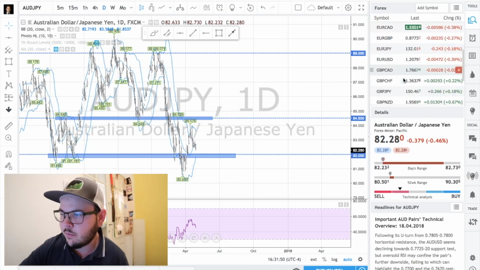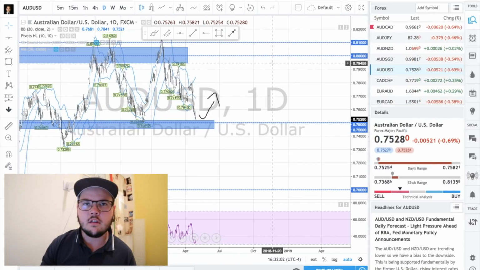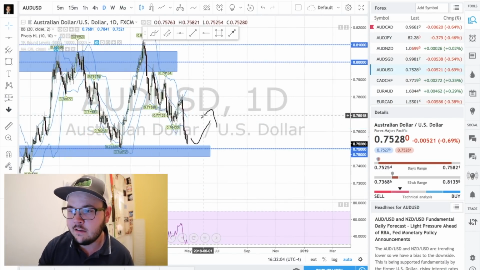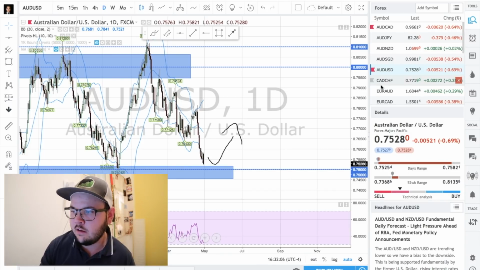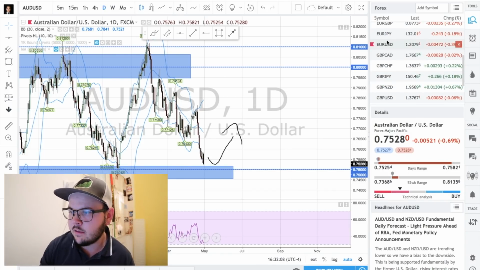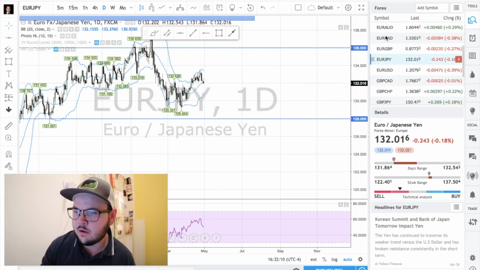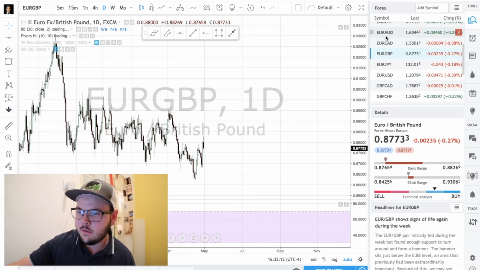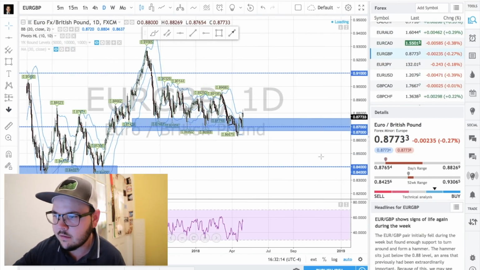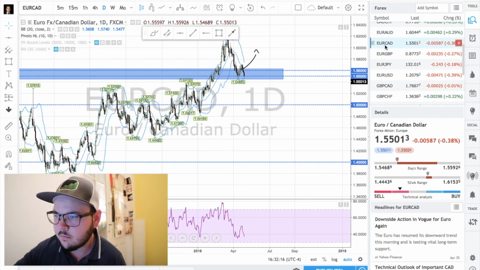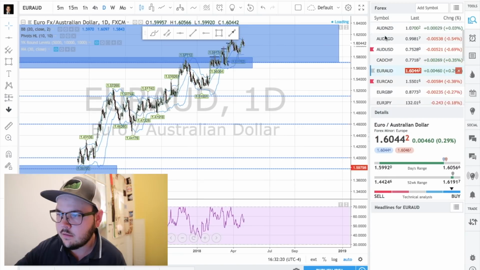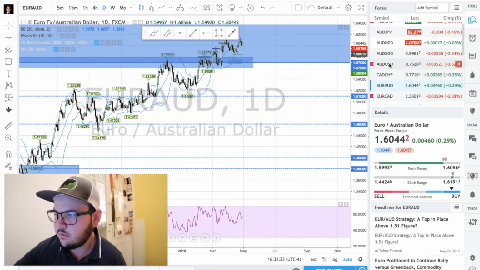And of course, there are more pairs. I won't do all the pairs with you guys. Some of them have been flagged, especially this, AUD USD. I think Euro GBP, if I'm not mistaken. Yeah, this one, or was it? Yeah, Euro CAD, been flagged. This one too, Euro AUD.